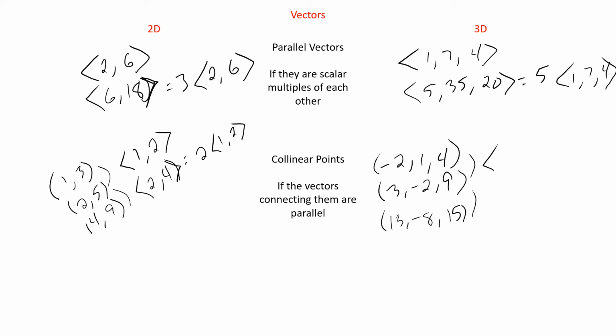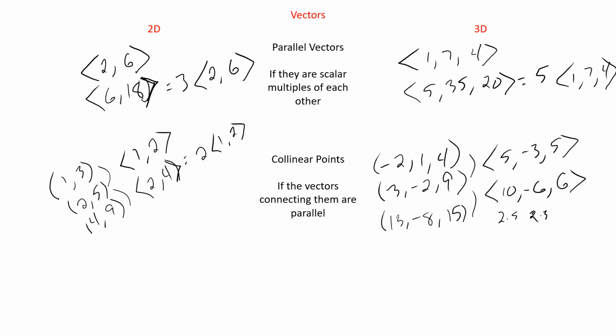This vector from negative 2 to 3 is going to be 5. From 1 to negative 2 is negative 3. And from 4 to 9 is 5. This one from 3 to 13 is going to be 10. From negative 2 to negative 8 is negative 6. And from 9 to 15 is 6. So in this case, this is 2 times 5. This is 2 times negative 3.